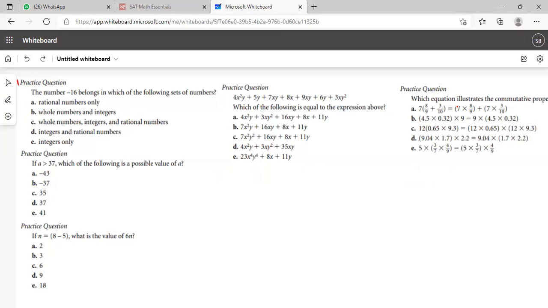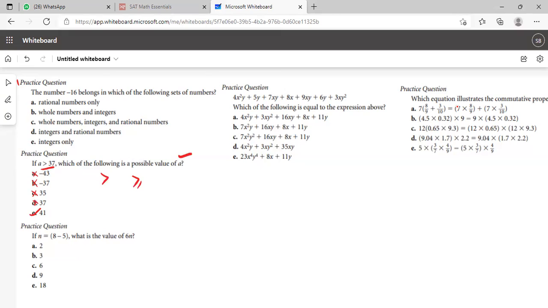Okay. So the question says, if A is greater than 37, which of the following is a possible value of A? Now this is very simple. A is a number that is greater than 37. So can A be minus 43? No. Very good. Can A be minus 37? No. It cannot be 37 because A is greater than 37, it is not A is greater than or equal to 37. So the answer is 41 in this case.